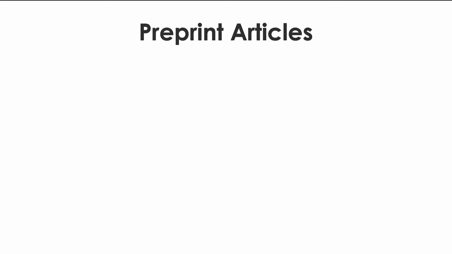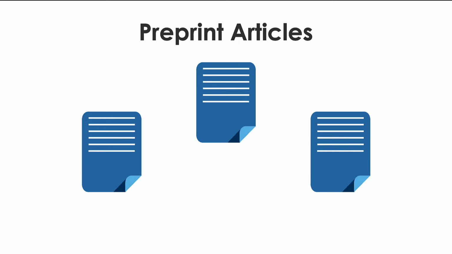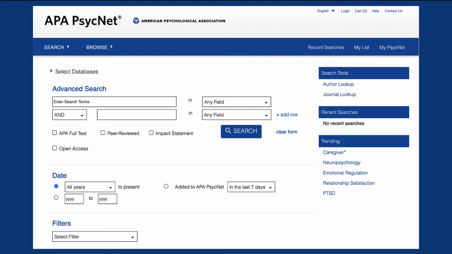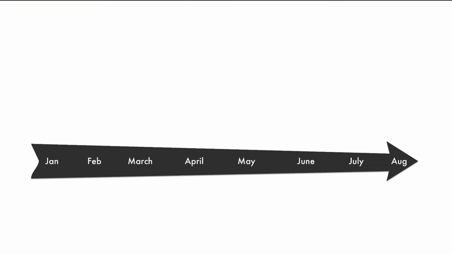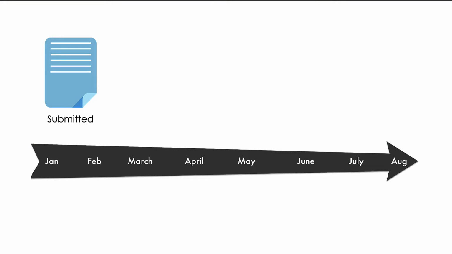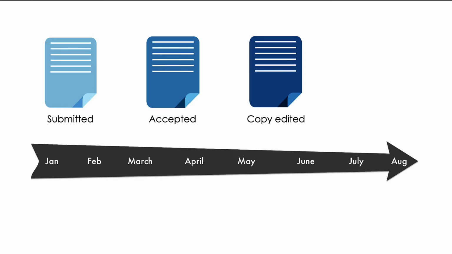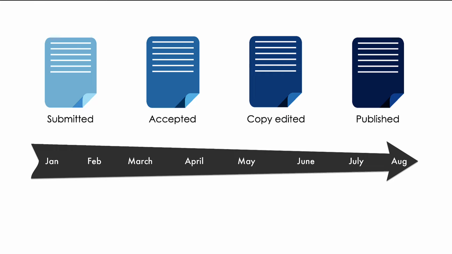In this video, you'll learn how to find preprint articles in APA PsycNet. Once a manuscript is submitted to a journal for publication, it can take several months before it is actually published and available in a journal.